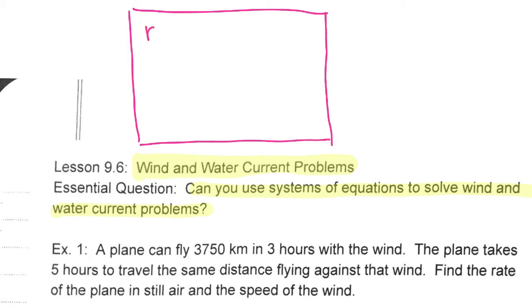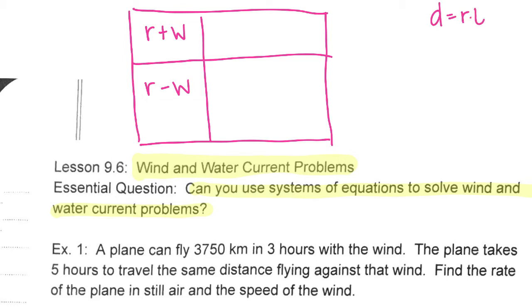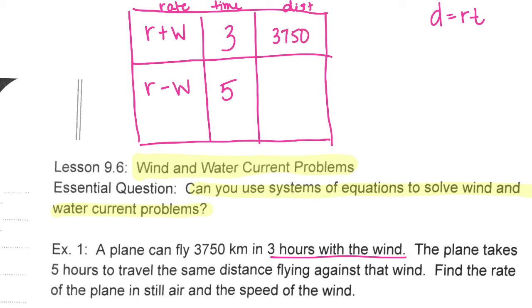And I know I have the rate of the plane with the wind and the rate of the plane against the wind. I also know that distance is equal to rate times time. So this is my rate. My first scenario with the wind, the time was 3 hours. Against the wind, it was 5 hours. And remember the distance that they traveled, they actually gave us as 3,750.